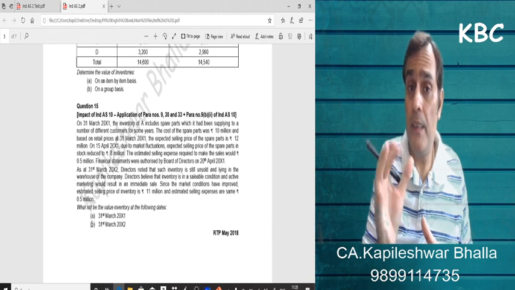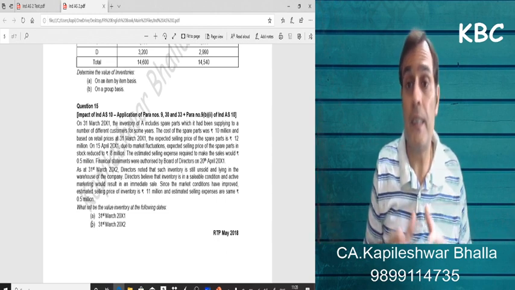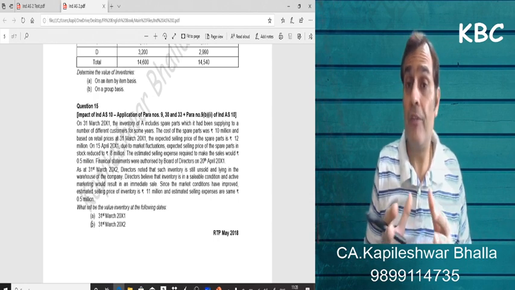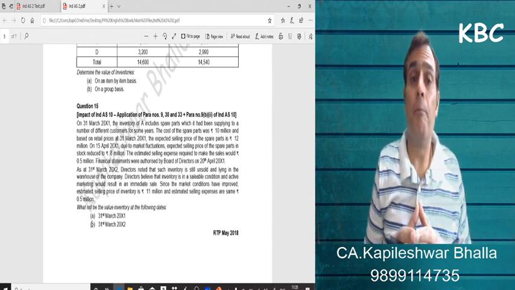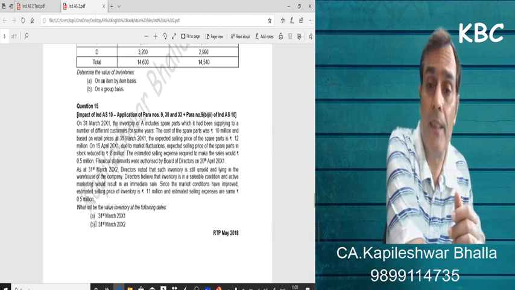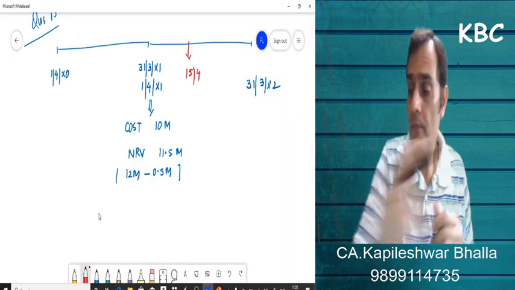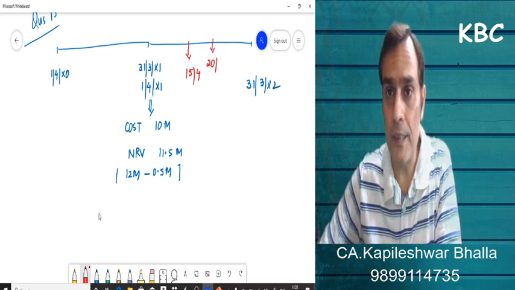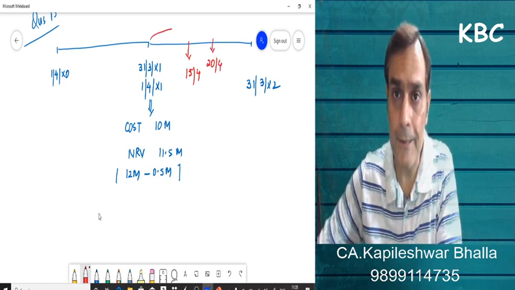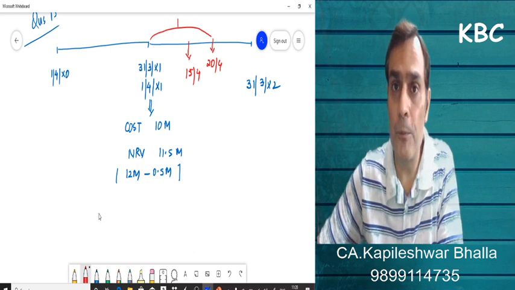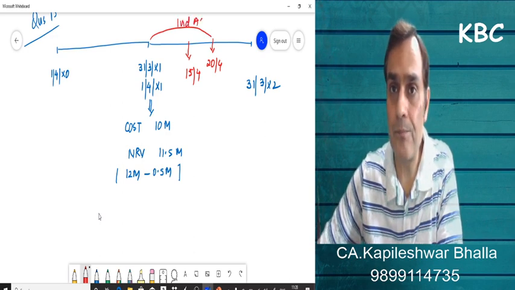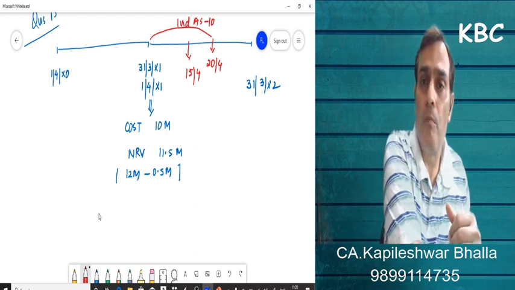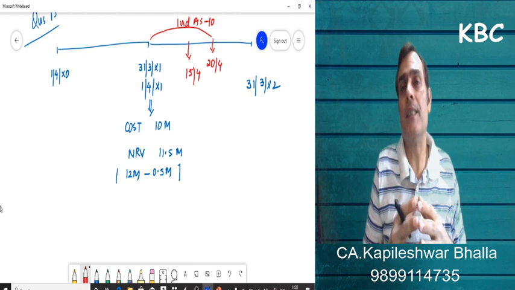He says on 15th April, due to market fluctuations, the expected price reduces to 8 million. And the financial statements are approved by the board of directors on 20th April X1. So we are given that the financial statements are getting approved on 20th April. So one thing is very clear, that the period for the purpose of Ind AS 10 is from 31st March X1 till 20th April.